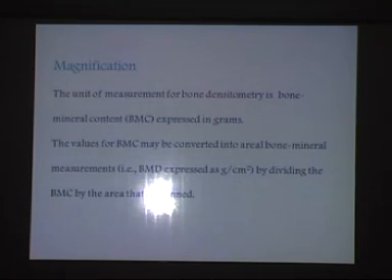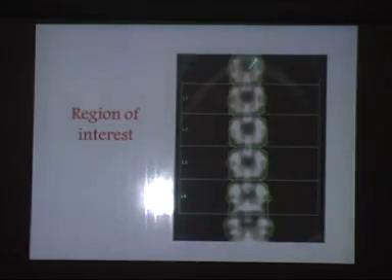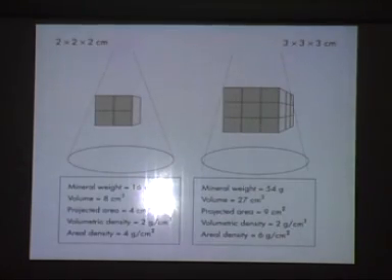The magnification again will cause us problems. Magnification means the beam, because this is the region of interest, which is outlined in yellow, will diverge according to the size of the bone. And because it is an areal bone mineral density, not a volumetric bone mineral density, it will differ. These tubes have the same bone mineral density, but this tube will give us a bigger area, and this will give us a smaller area.